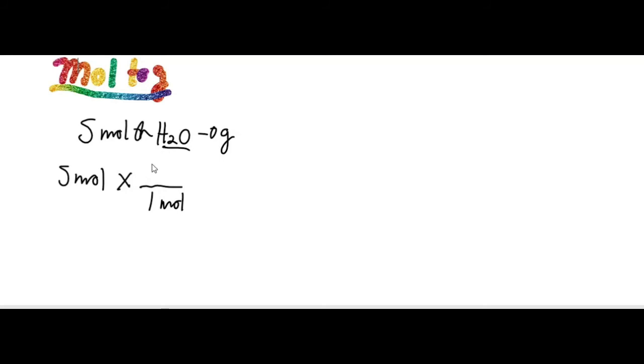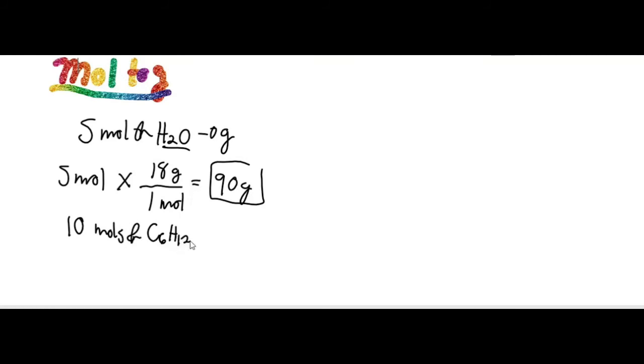What's the molar mass of water? It's 18 grams. So let's multiply it. 5 times 18, that's 90 grams. All right. Okay, let's try another one. 10 moles of glucose.